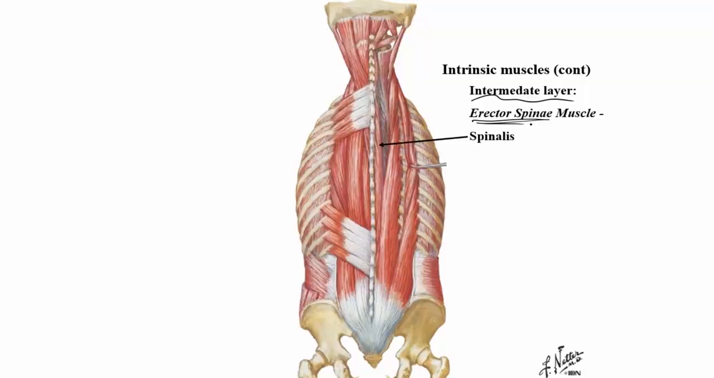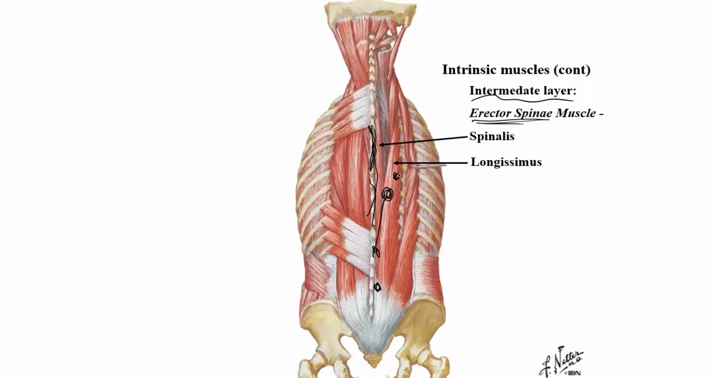They hold our spine erect. They help us extend the vertebral column. So spinalis is the most medial component, and it's going several levels, spinous process to spinous process, hence the name, spinalis. The next one going out is longissimus, and they are coming for the most part from the spinous processes, as you can see here, and going out and attaching to transverse processes and a little bit to the adjacent rib. But for the most part, spinous process to transverse process.